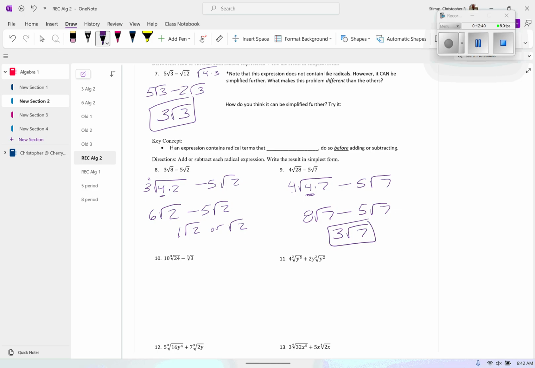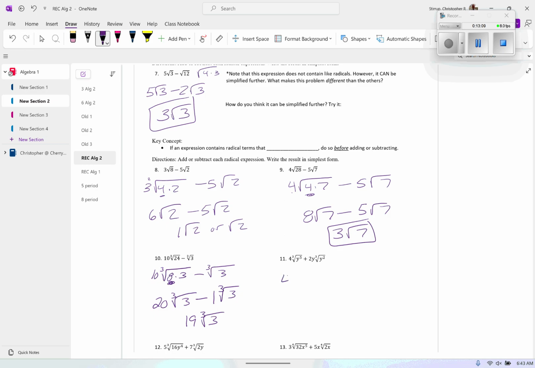Now we're looking for perfect thirds. So think about 24. 24 is the same thing as 8 times 3, and 8 is a perfect cube. So the cube root of 8 is 2. 2 times the outside 10 is 20. So I get 20 third root of 3 minus 1 third root of 3. Same radicals, so we can subtract them. 20 minus 1 is 19. So 19 third root of 3.